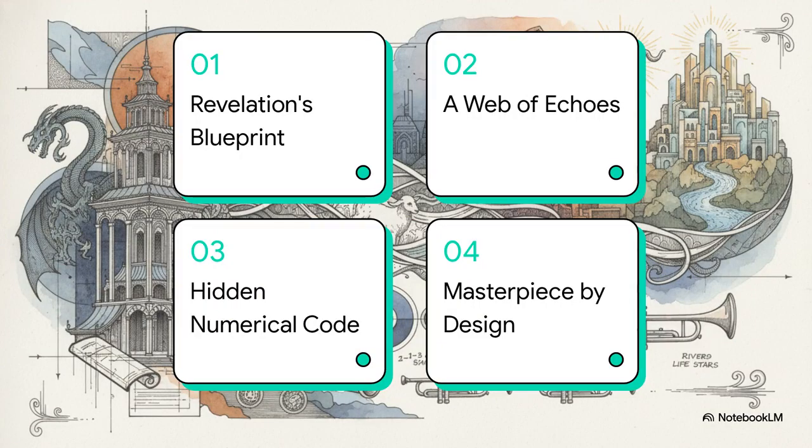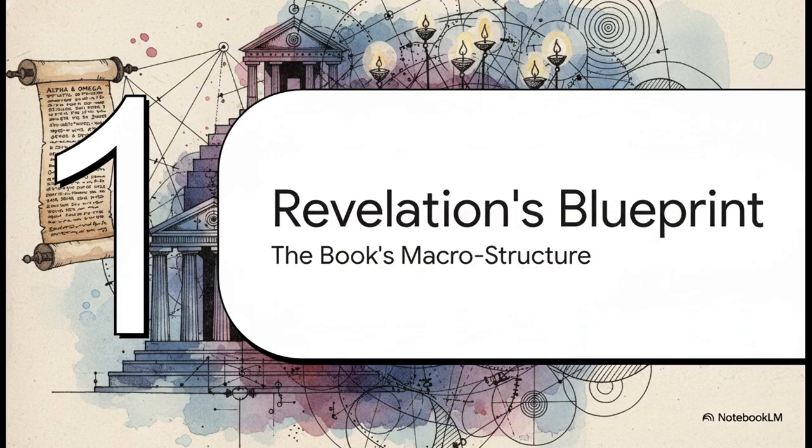So, to see how he did it, we're going to peel back the layers. First up, we'll look at the book's overall architectural blueprint. Then we'll zoom in on a really cool technique that creates what I'm calling a web of echoes. After that, we'll uncover a hidden numerical code that actually reinforces the book's theology. And finally, we'll put it all together to see the masterpiece by design. All right, let's start with the big picture.